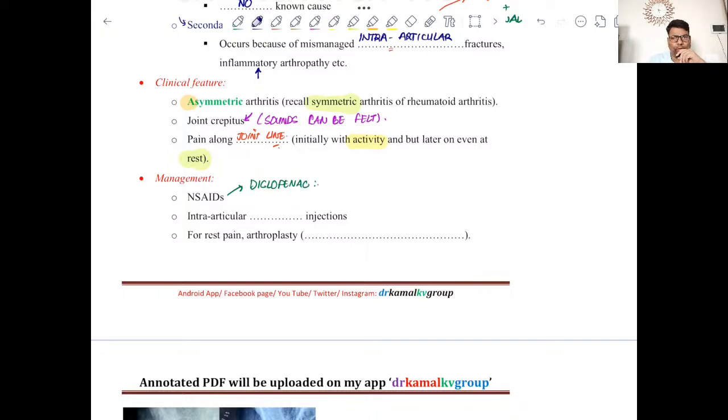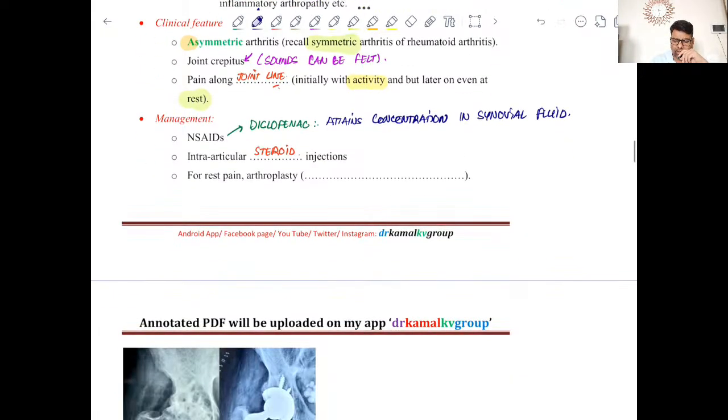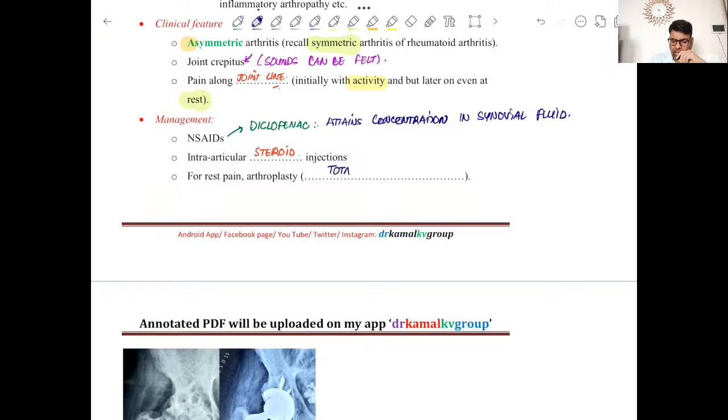You must know the name Voveron. Because it gains entry into synovial fluid and attains concentration in synovial fluid, we take it as the drug of choice here. Then if this doesn't work, sometimes we can try intra-articular steroid injections within the joint. But if the person has pain 24 hours, then the final option is total joint replacement, right? So it can be hip or it can be knee.